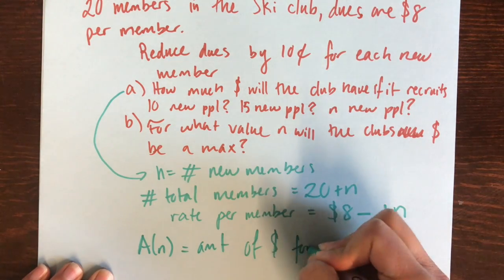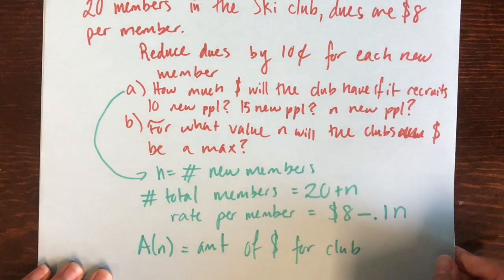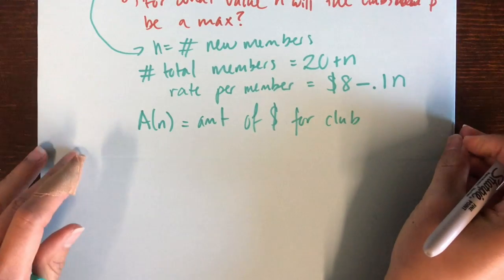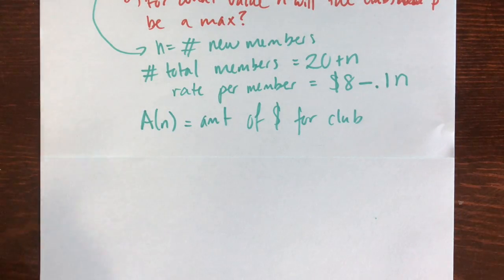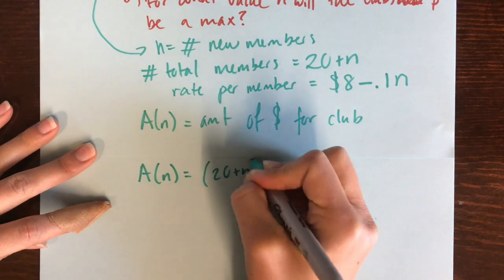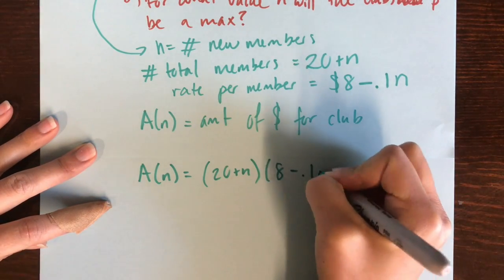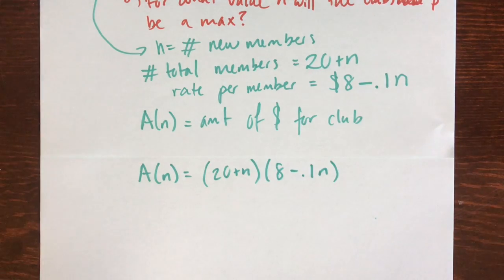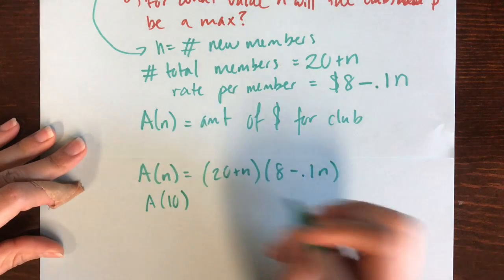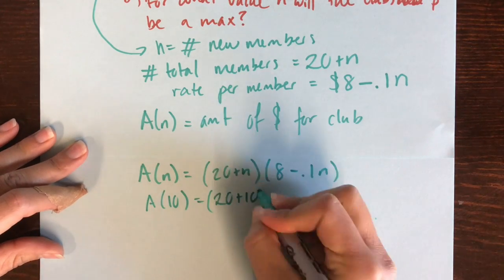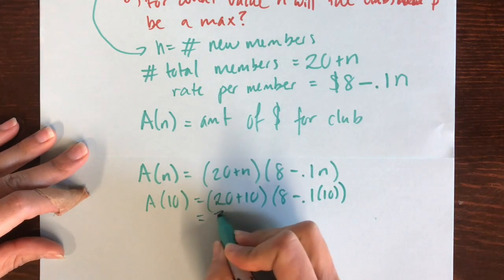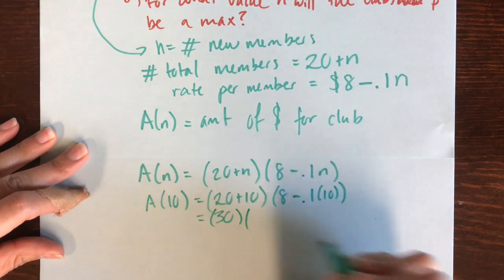So here I'm going to make a general equation, and my function is going to be A of n, which is going to be the amount of money for the club, how much they get, as a function of the number of new members that they're receiving. Again, the total members is going to be 20 plus n, and I would multiply the total members with the rate per member to figure out how much money the club is getting. And this is my function. It's very simple. I've already mapped everything out, so it's quite easy for me. Next thing I would do is plug in 10 to see how much money the club is going to get with 10 members.